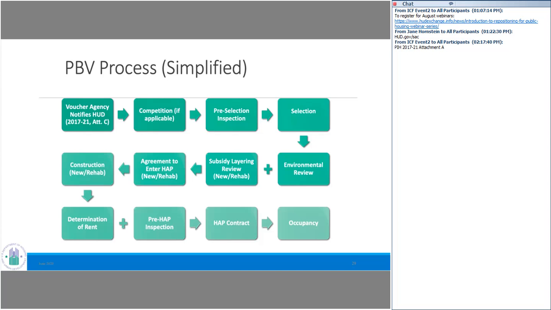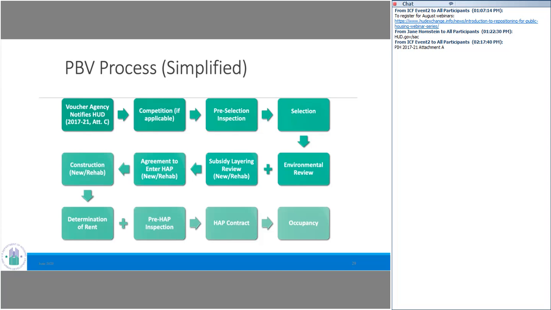This voucher agency notifies HUD. This pertains to the PBV program requirement that a voucher agency may not project-base generally more than 20% of their authorized units. There's a calculation the agency does. They show their numbers to HUD at the start. And most of these units are going to be exempt from that cap, so we're not going to worry about that step.